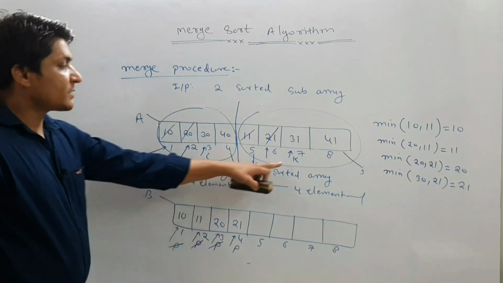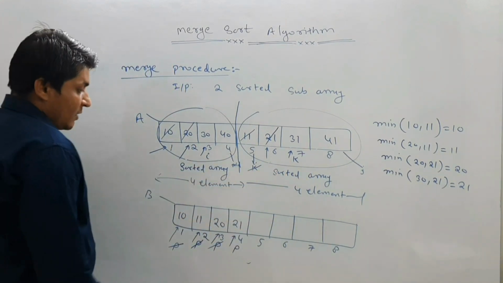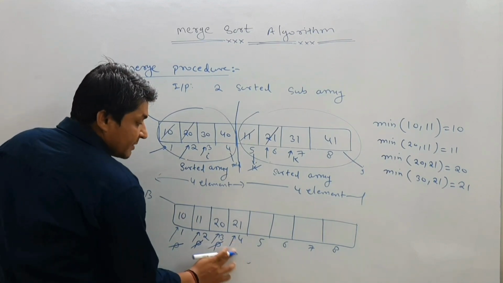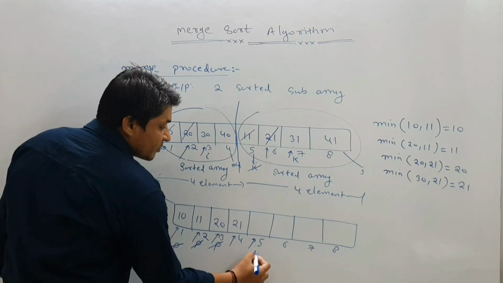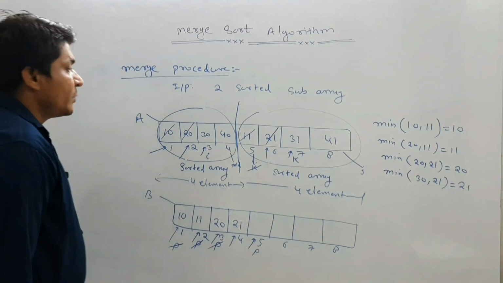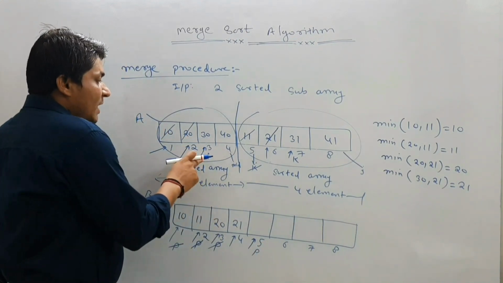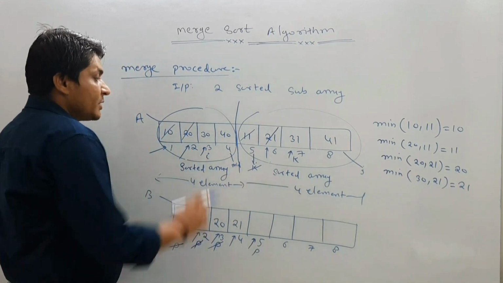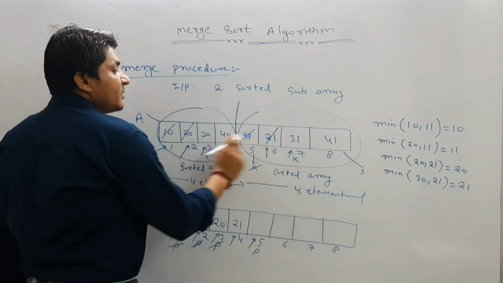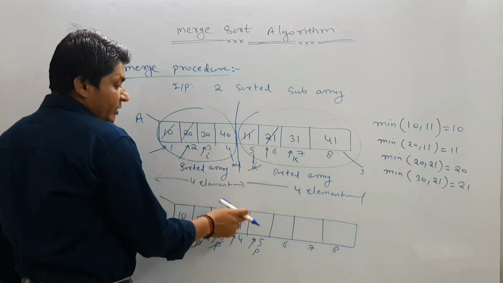k is pointing to the next location, which is 7. Now we can increment p because the next element will be copied at the next location. So p is pointing to location 5. Now i is pointing to location 3 and k is pointing to the next location, which is 7. So now we are going to compare these two elements. Whichever is minimum, you can copy here.